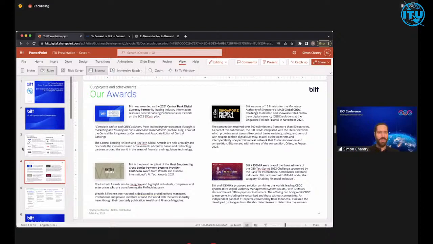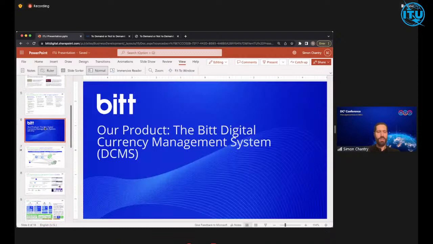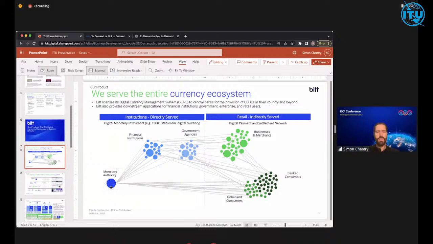So where does Bitt fit in this space in terms of DLT, central bank digital currencies, both at the wholesale and the retail level? We serve directly monetary authorities who are seeking to roll out CBDCs, as well as financial institutions who are looking to either integrate with those CBDCs or issue their own stablecoins. So we primarily serve the monetary authorities and the financial institutions.